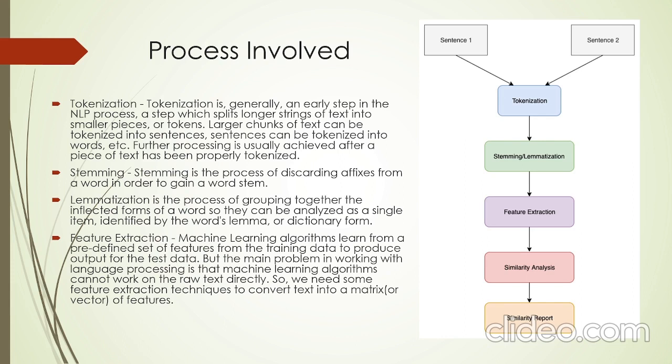And then moving to stemming. Stemming is the process of discarding affixes from a word in order to gain a word stem. So stemming is just removing prefixes and suffixes from the word to get the stem word out of the main word. The main words are tokens here.